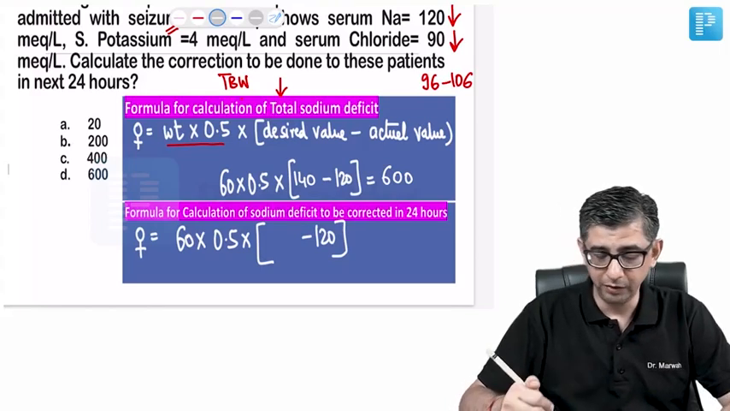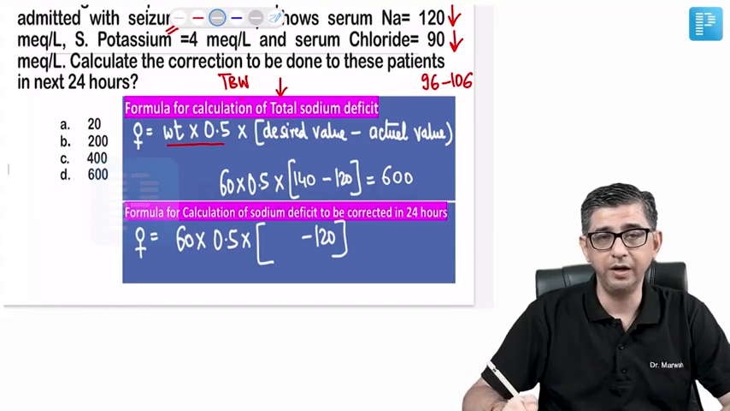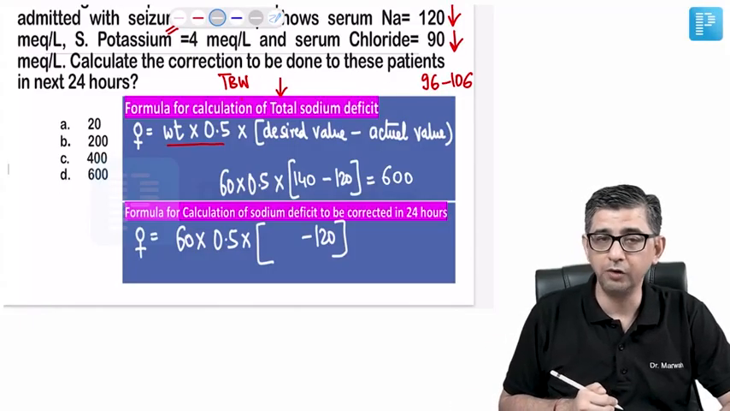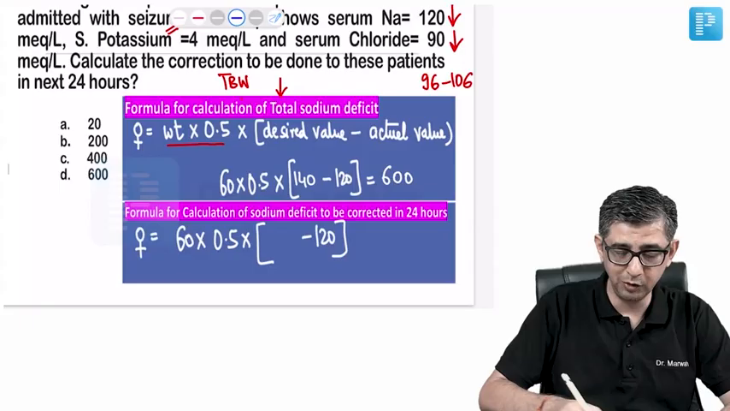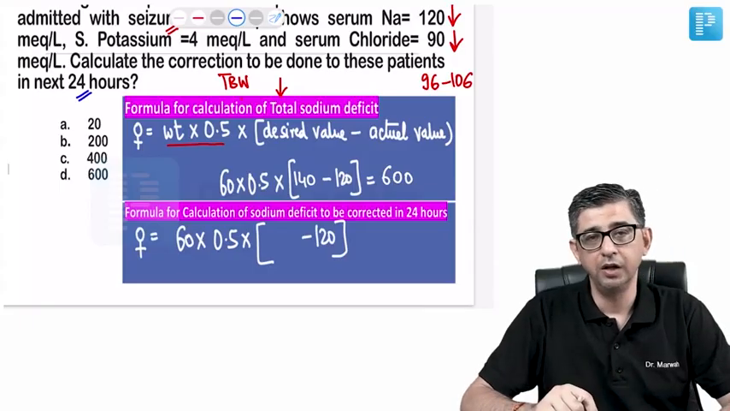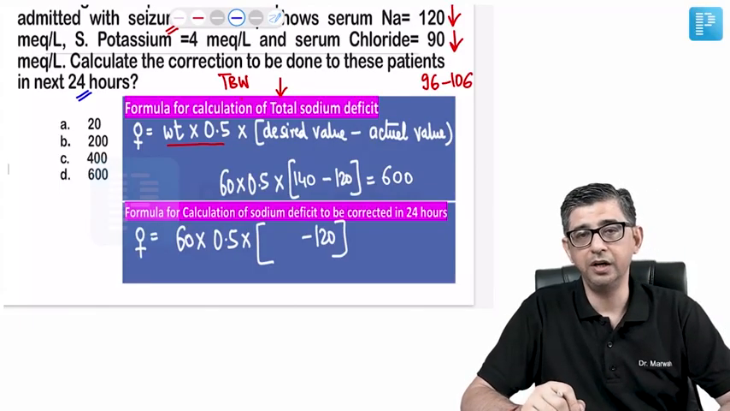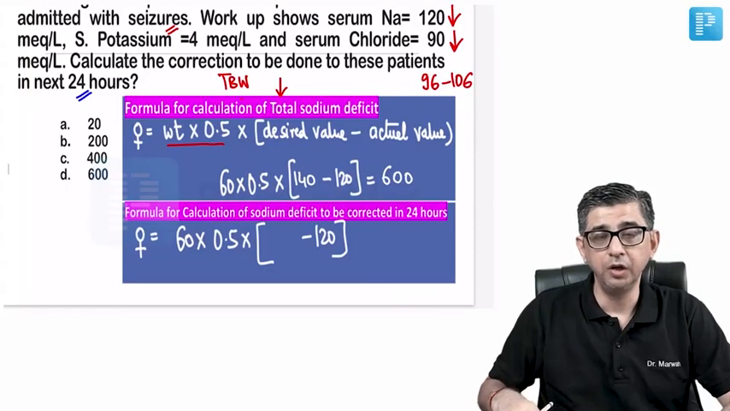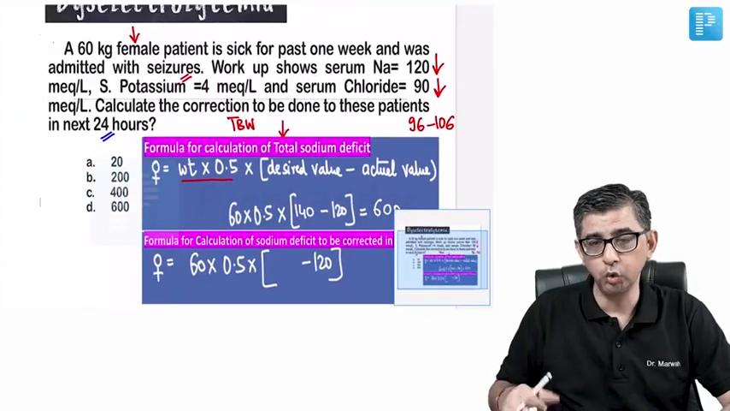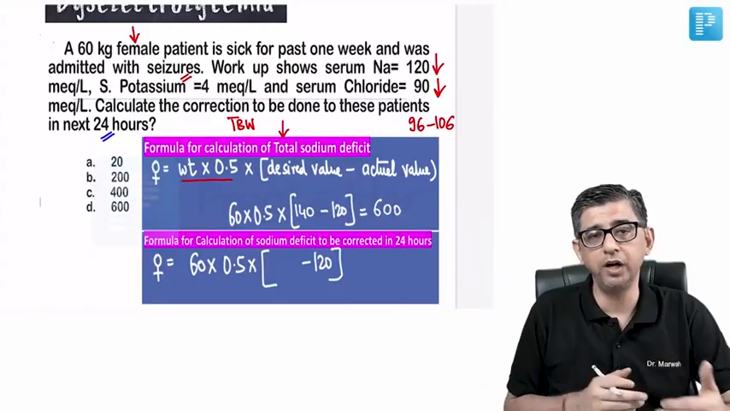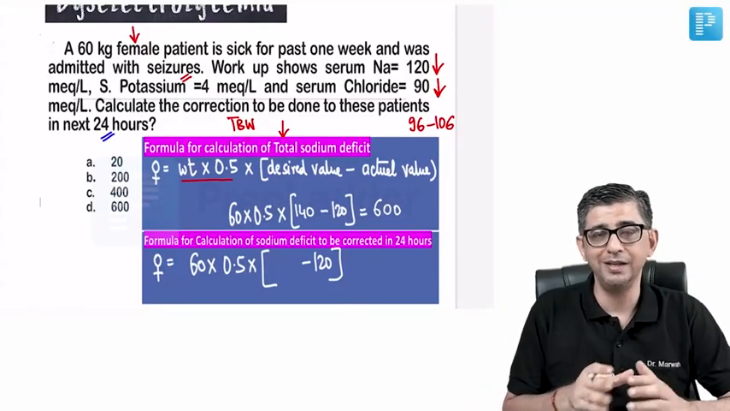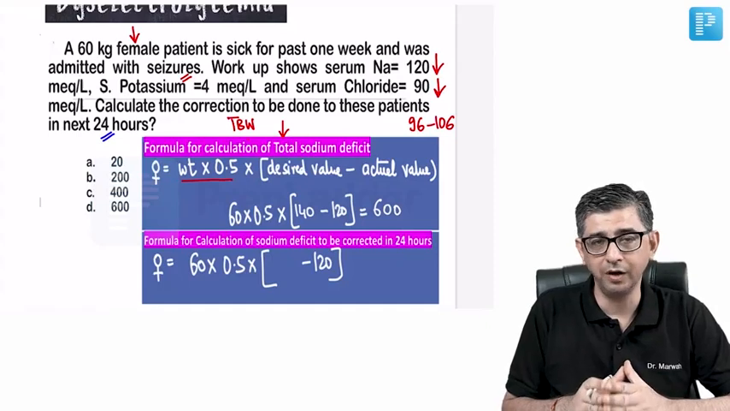But the point is, in this MCQ, the trick was that he did not ask for the total correction. The question rather asked what will be the correction that would be done in these patients in the next 24 hours. The logic is that whenever there is a dangerous hyponatremia occurring in a patient, we do not try to correct to normal values within 24 hours. I would like to give it time, maybe 48 hours, maybe 72 hours. It's a gradual rise that is recommended.